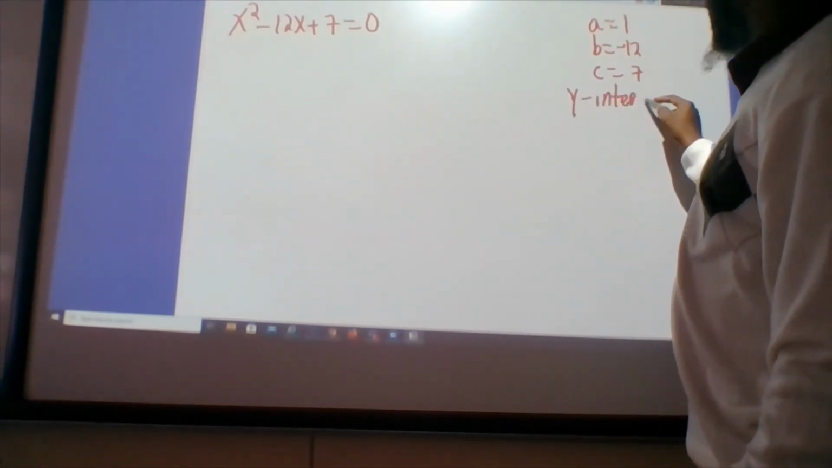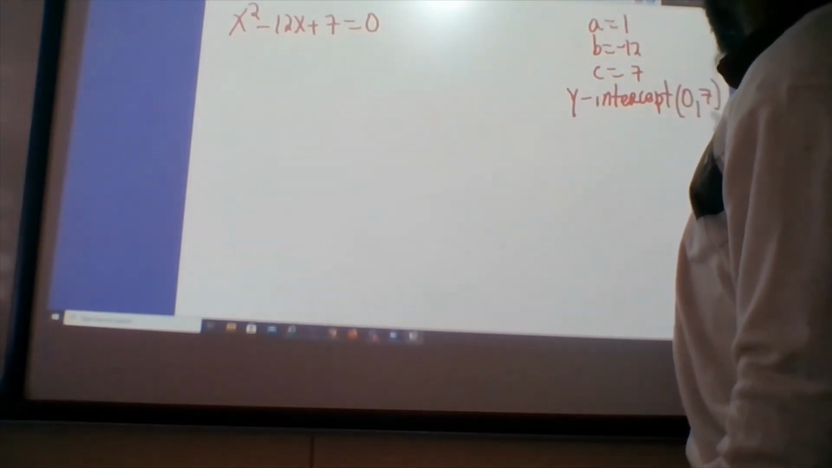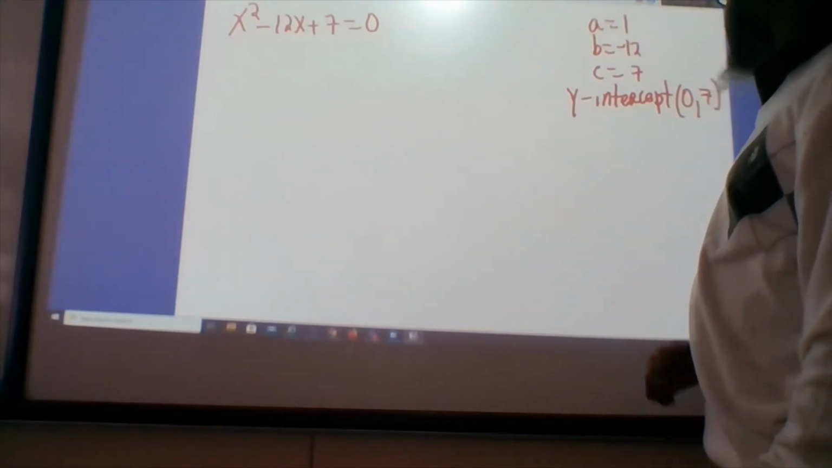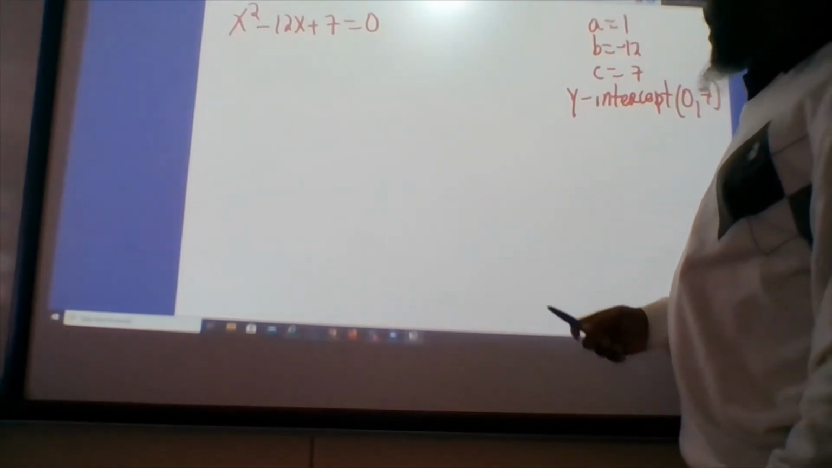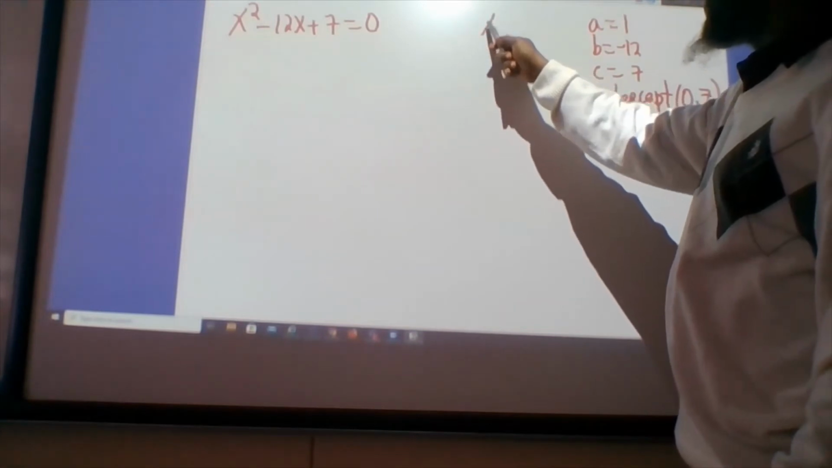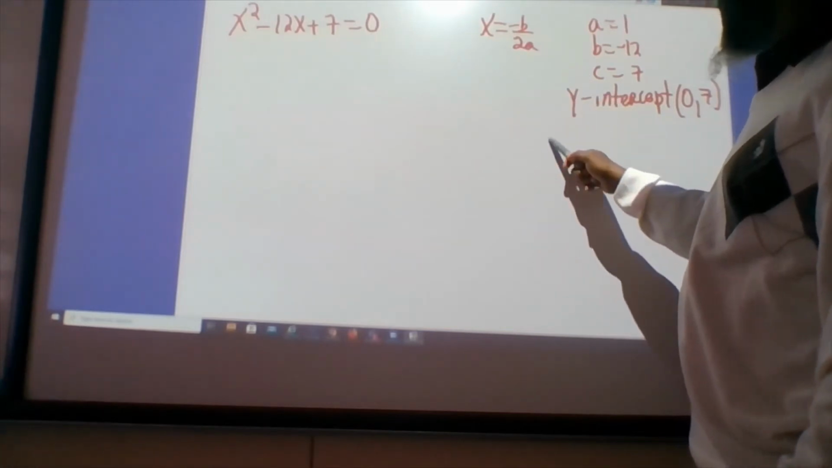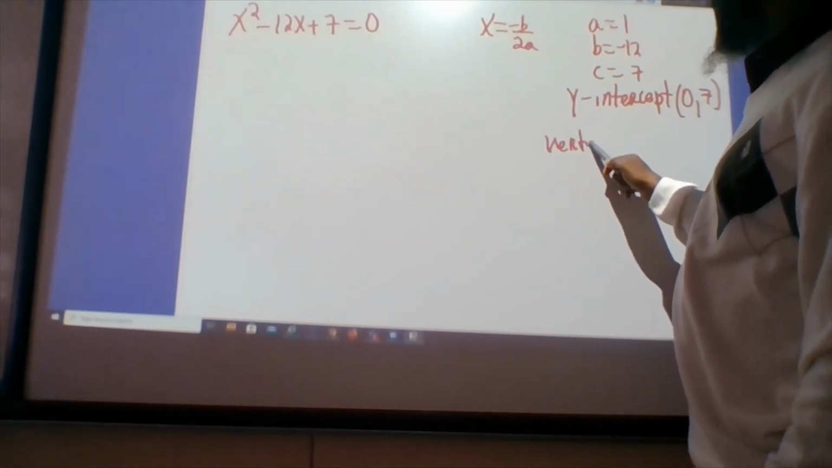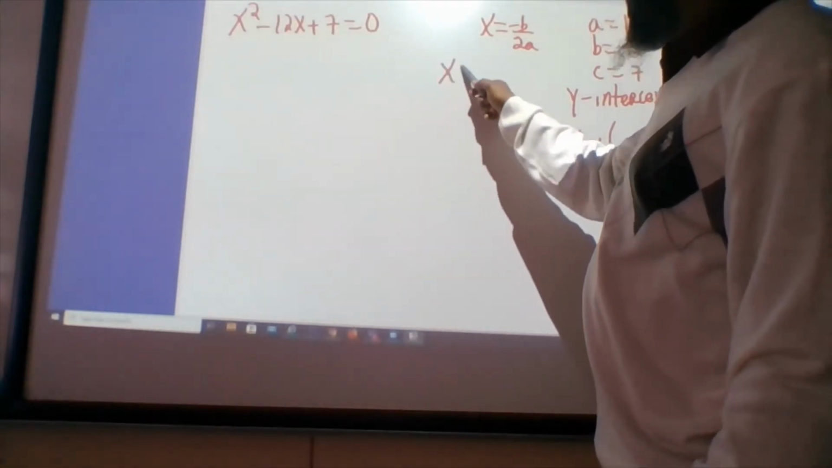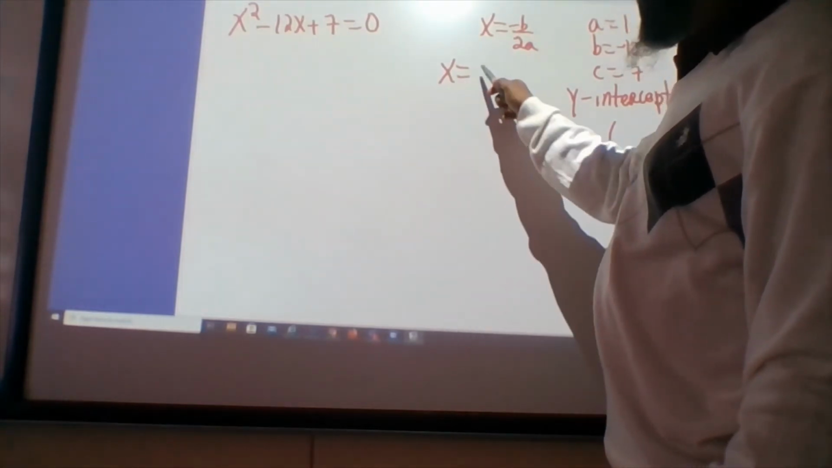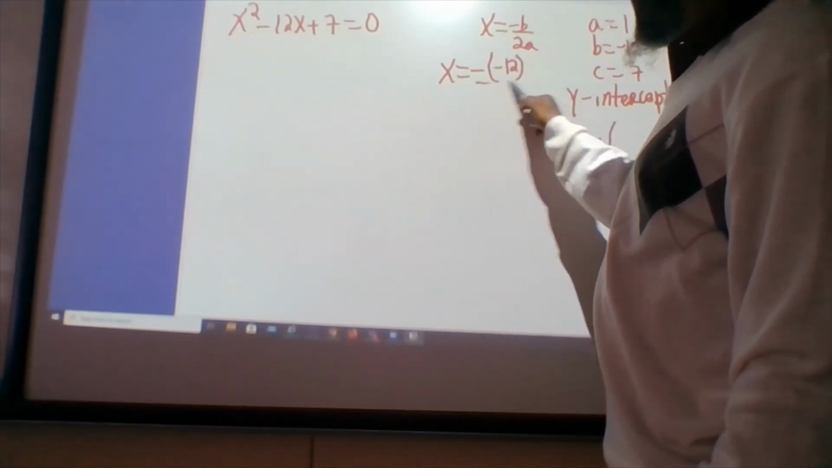All right? The other thing we can do is find the axis of symmetry. Remember, the axis of symmetry is x equals negative b over 2a. That will give you the x-coordinate of the vertex, so we're working on the vertex. Let's find it. Negative b: what is b? b is negative 12, so I put it inside parentheses, over 2 times 1. So you will have x equal to, the double negatives become positive, 12 over 2, which is 6. So the x-coordinate of the vertex is 6.